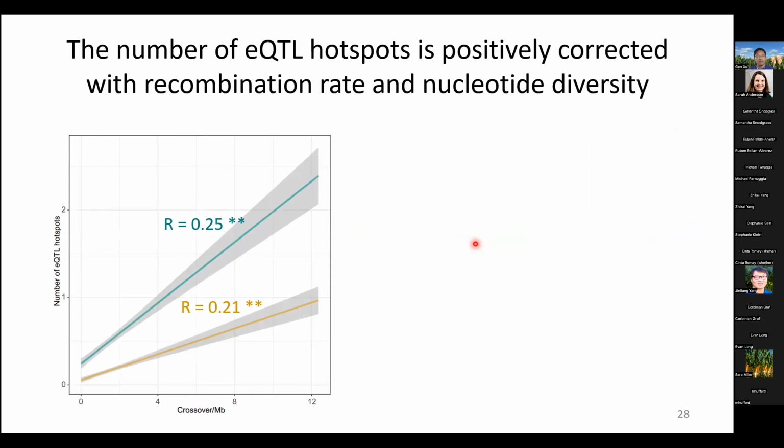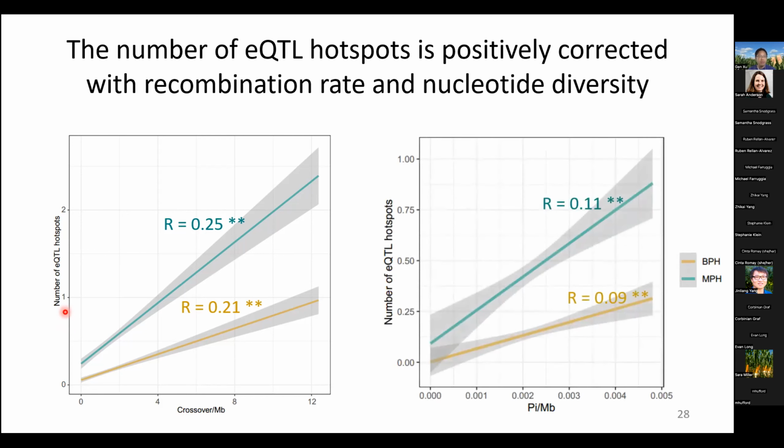So next, we did a correlation analysis between the recombination rate and the number of eQTL hotspots for each 1 megabase region. And we found the eQTL hotspot number is positively correlated with the recombination rate. And then we also did a correlation between eQTL hotspot number and nucleotide diversity, and we find that they are also positively correlated.